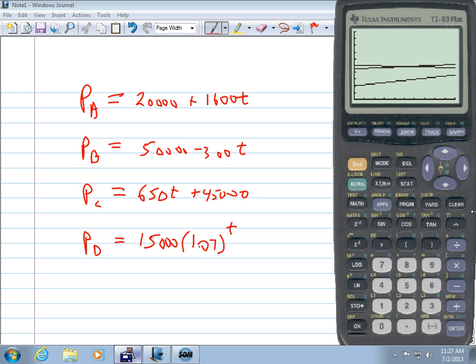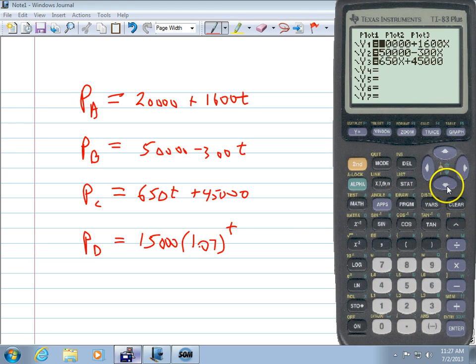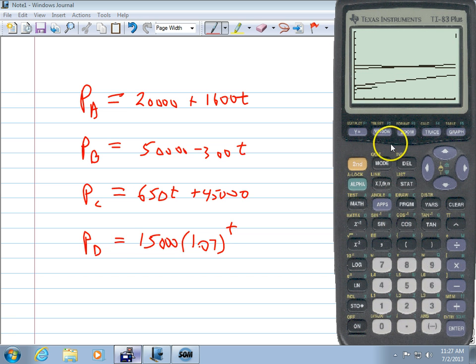Okay. But now how about D? That's not a line, we said, right? Let's take a look at D. 15,000 times 1.07 to the x. I'm going to use x again in function mode. And in this window, it doesn't look exponential. It almost looks linear. But there is a little bit of concavity here. There's a little curvature going on. It might be more obvious if I make the window a little bit bigger.